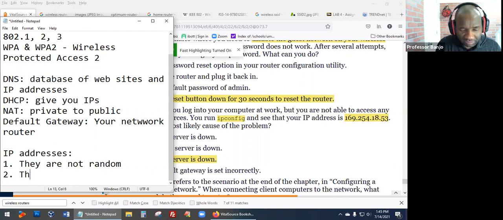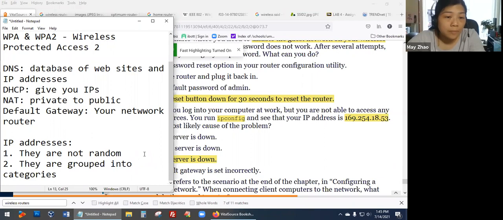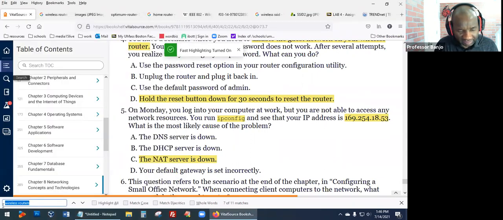Number two, they have categories. IP addresses are grouped into categories, or what we call classes. Right, IP addresses are grouped into classes or categories. Now let's see if the book has something about that here.